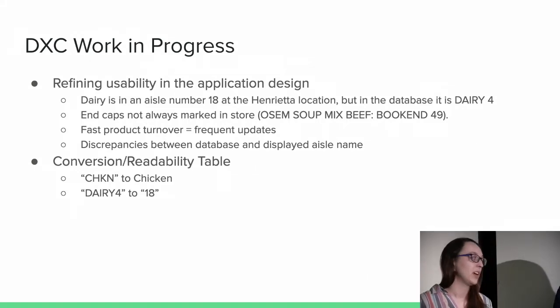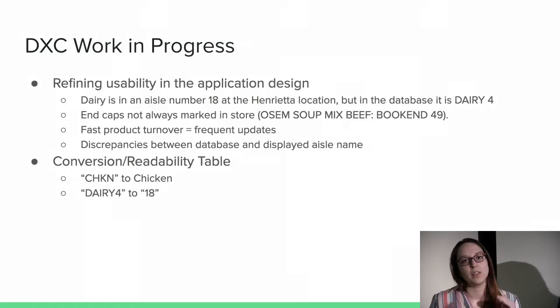As we found with our testing, there's some concerns with the way that the database represents products and aisle locations that is not understandable to the shopper. So for example, milk might be labeled in dairy 4, because if you have a planogram with 4 sections, it would make sense that the 4th section would be milk.